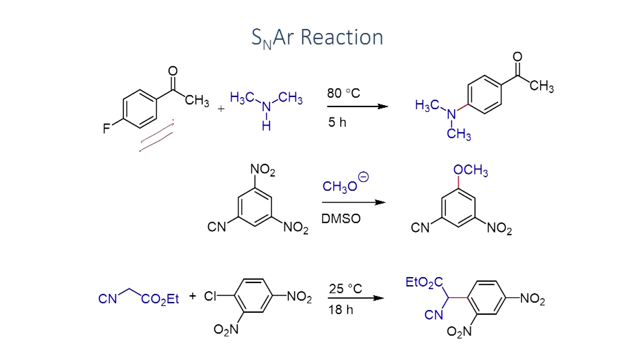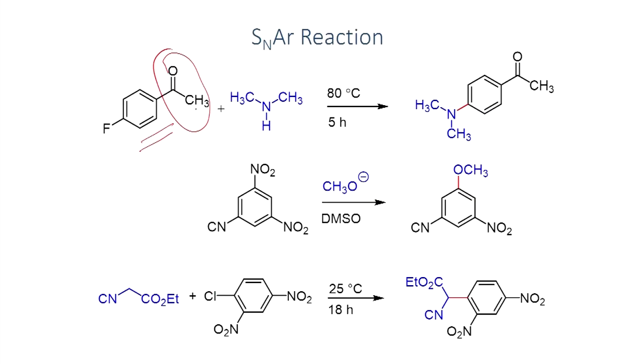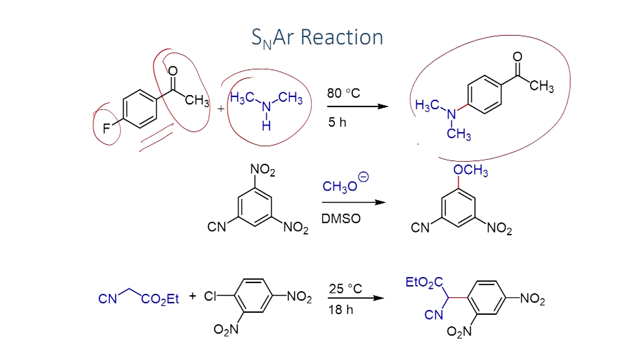As you can see here, in the previous slide we have seen the substrate having a nitro group, which acts as an electron withdrawing group. The substitution reaction takes place at ortho as well as para position. Here you have the carbonyl group. When you carry out this reaction of 4-fluoroacetophenone with dimethylamine under heating, it can undergo substitution reaction, as we have seen. This is the leaving group, and in this way you will be able to get this amino derivative as a product.